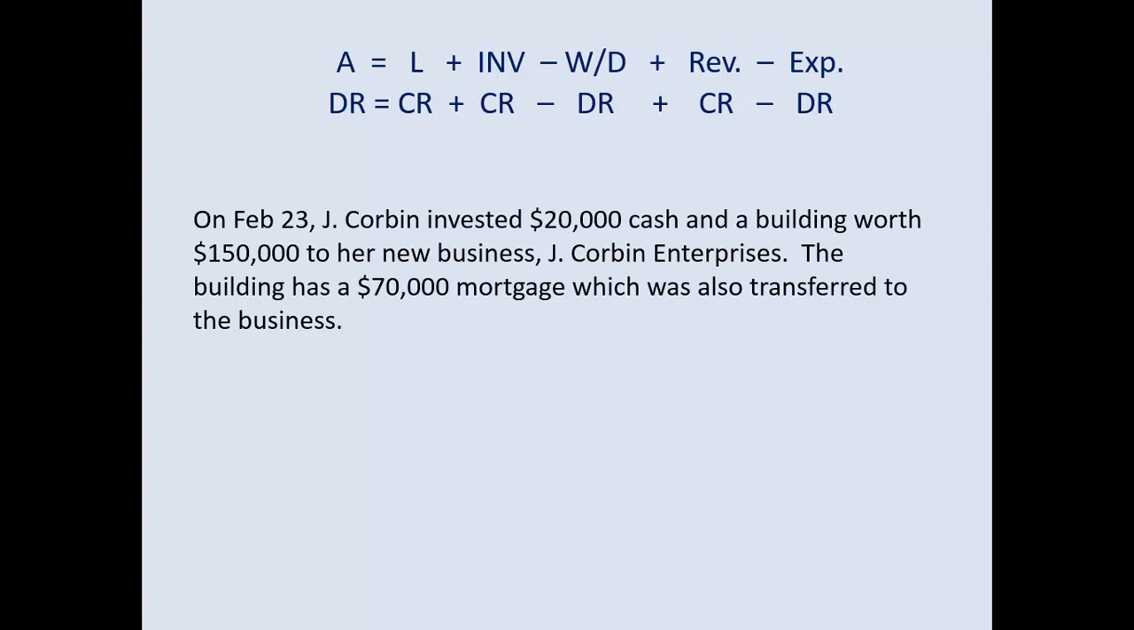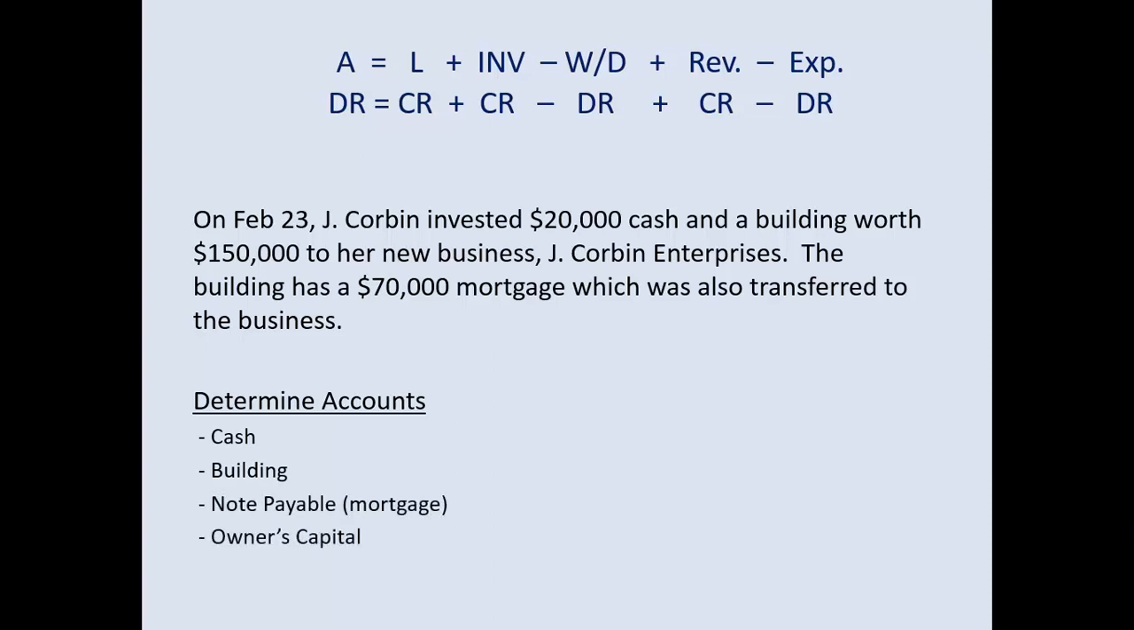So let's look at an example. On February 23rd, Jay Corbin invested $20,000 cash and a building worth $150,000 to her new business, Jay Corbin Enterprises. The building has a $70,000 mortgage, which was also transferred to the business. So you can contribute assets and liabilities when you form a business. So first step, determine the accounts. It's going to be cash, a building, a note payable for that mortgage, and owner's capital. Okay, that was step one.